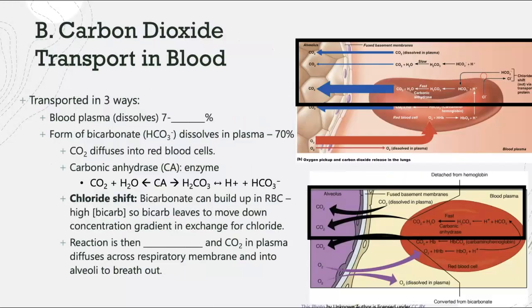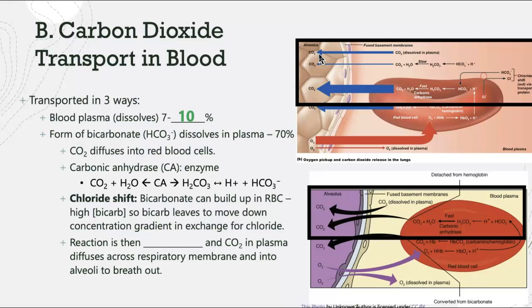Now, what about our carbon dioxide? How is it able to transport within our blood? We do this through 3 different ways. First, we have about 7 to 10% of our carbon dioxide dissolve directly within our blood plasma, and so that's what we're seeing over here in the plasma outside of the red blood cell. It's just sitting there, and then it's able to transport into the alveolus.